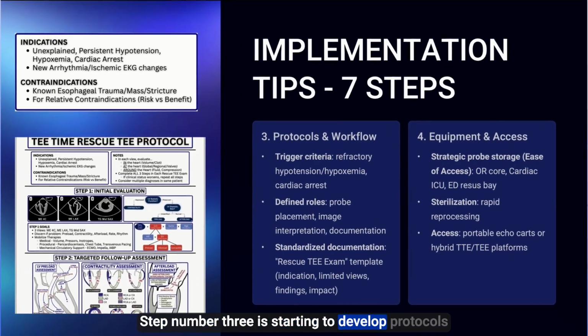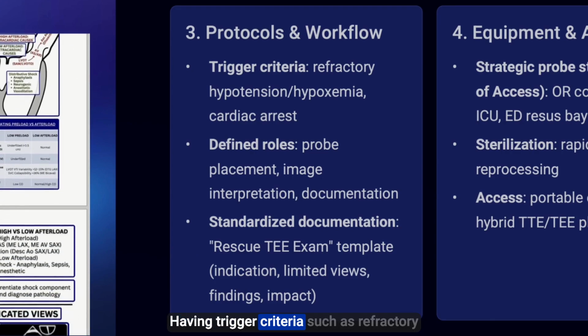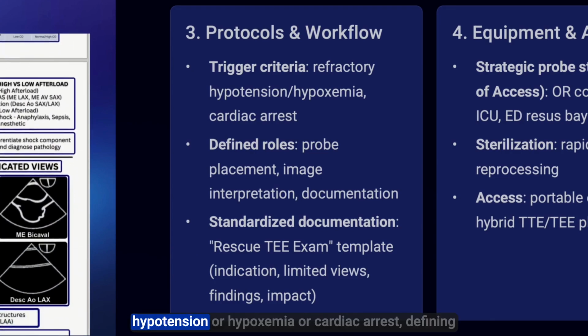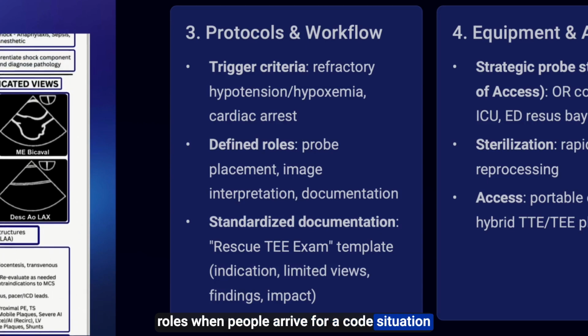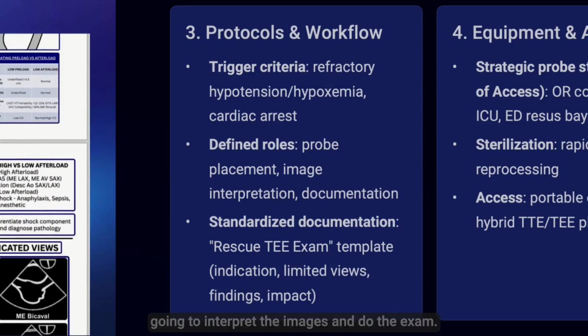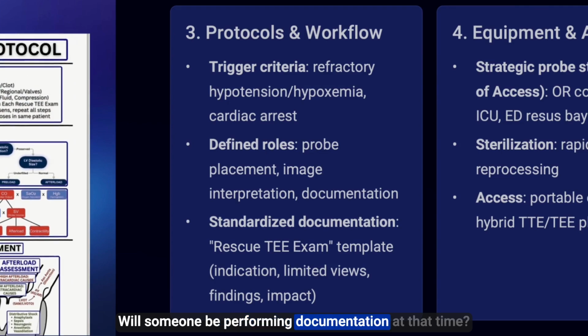Step number 3 is starting to develop protocols and workflow for how it can be used more efficiently. Having trigger criteria such as refractory hypotension or hypoxemia or cardiac arrest. Defining roles when people arrive for a code situation, such as who's going to place the probe, who's going to interpret the images and do the exam. Will someone be performing documentation at that time?